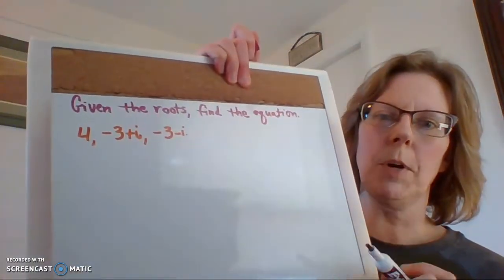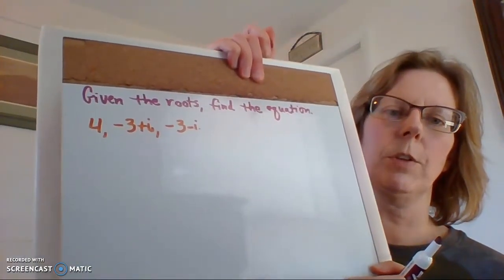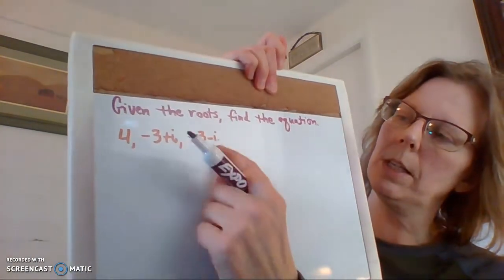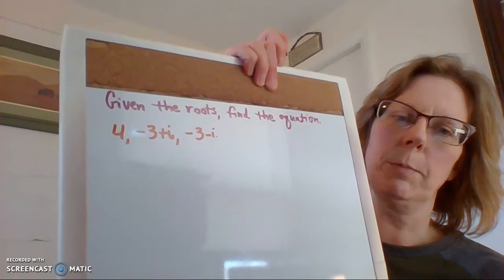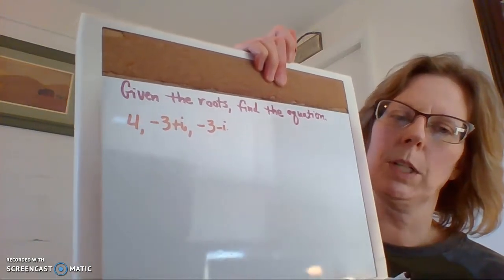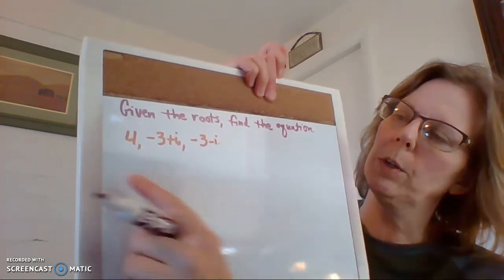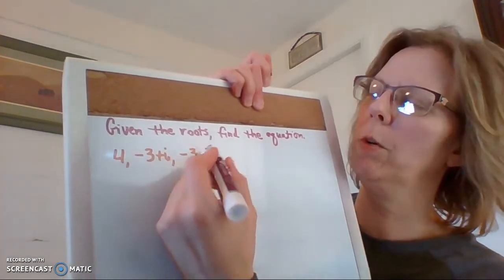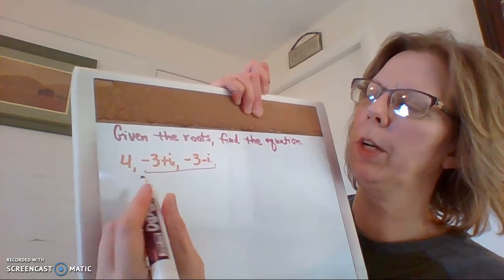Okay, so we have our last problem for today, and that is when we're given the roots, we're supposed to find the equation for a polynomial function. You can see that I have 3 roots here, so that means my answer should be an x cubed when we're all done. One of them is a real root, the other 2 are complex or imaginary roots. And we're going to go ahead and start with these 2 over here.